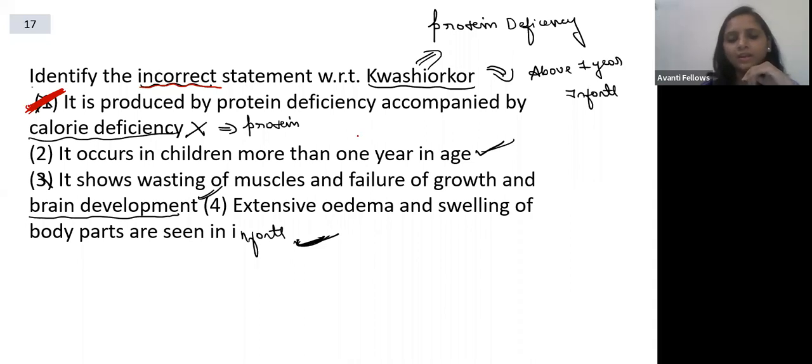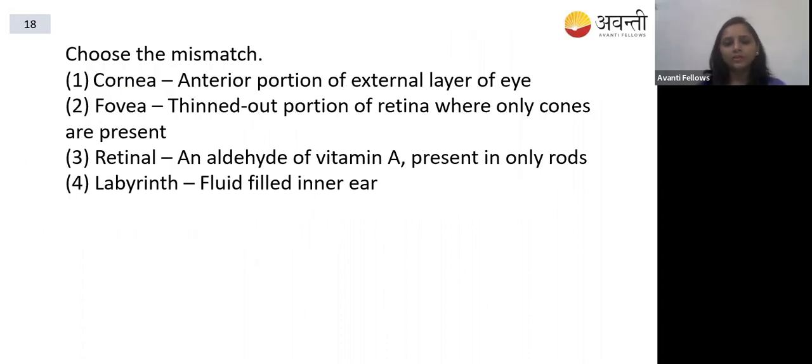So this is incorrect for kwashiorkor, whereas the other statements are correct. Okay, fine. So let us go to the 18th question. Choose the mismatch. Here we have to choose the mismatch.